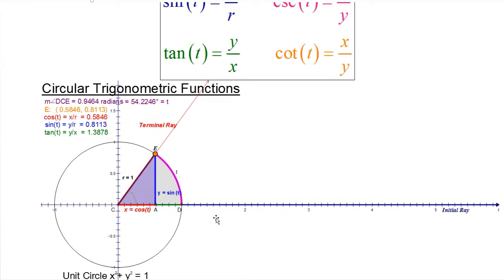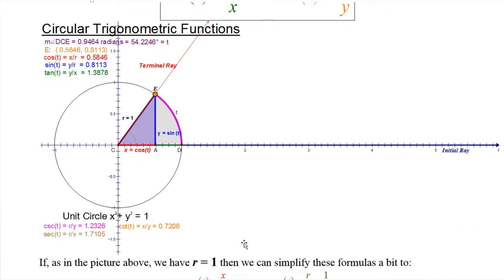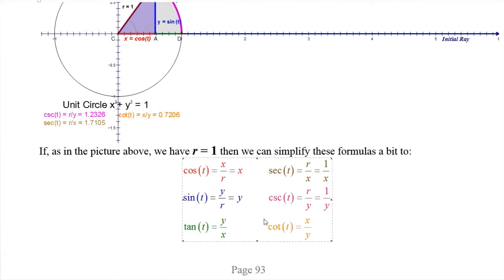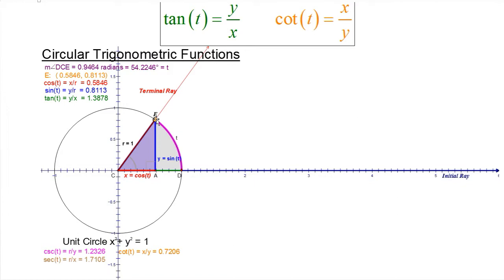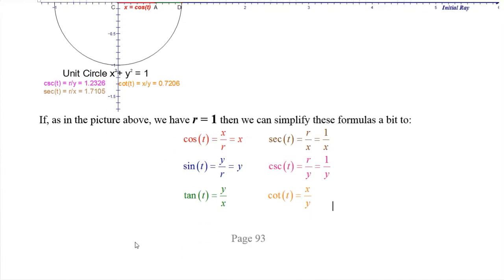Notice that if we take the unit circle, that is a circle centered at the origin of radius 1, then r becomes 1, and these formulas with r simplify to these formulas that you see right here. So cosine of t is just the x-coordinate of this point if it's on the unit circle and the terminal side. Sine of t is just the y-coordinate, tangent is still y over x, secant is 1 over x, cosecant is 1 over y, and cotangent is x over y. Of course, I should have said secant of t, cosecant of t, and so forth. You have to have an input.